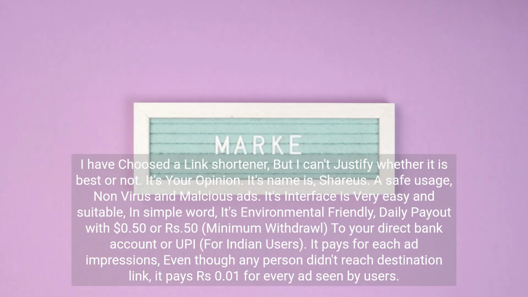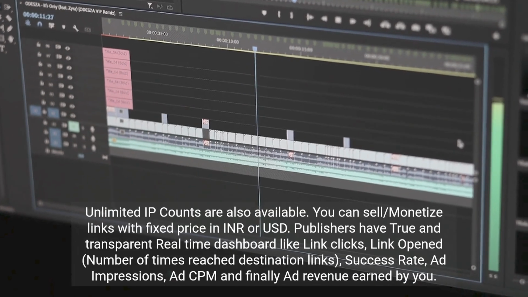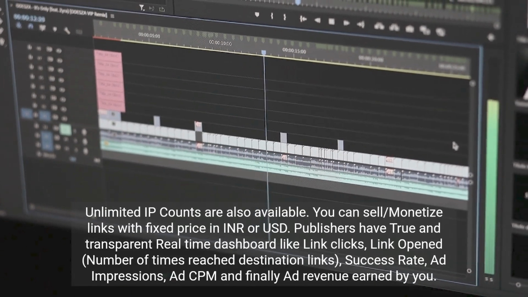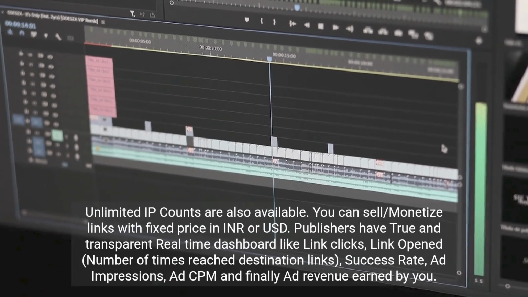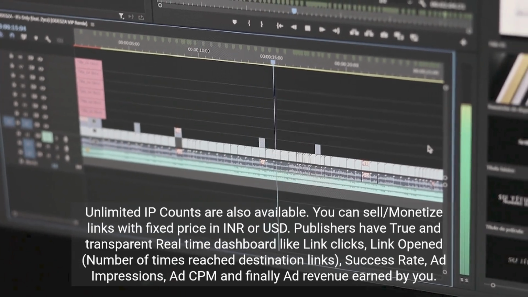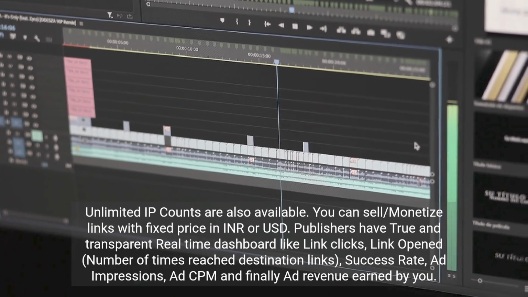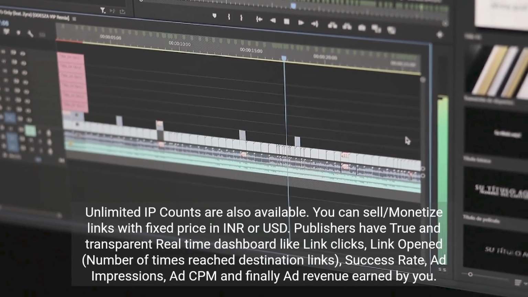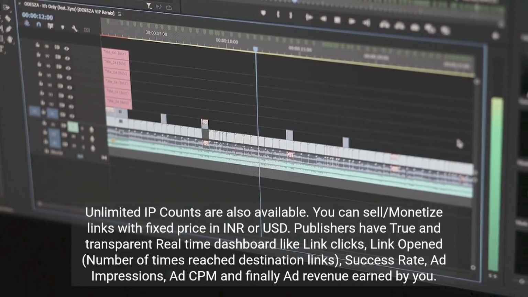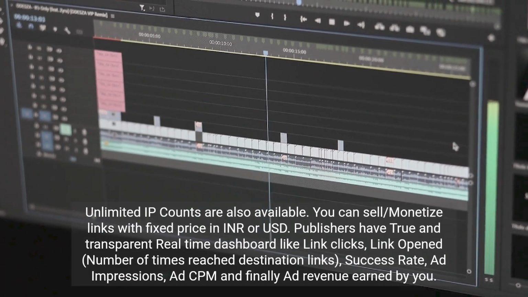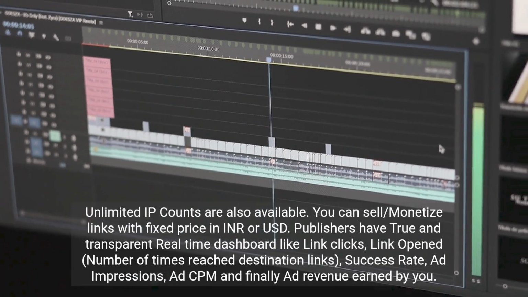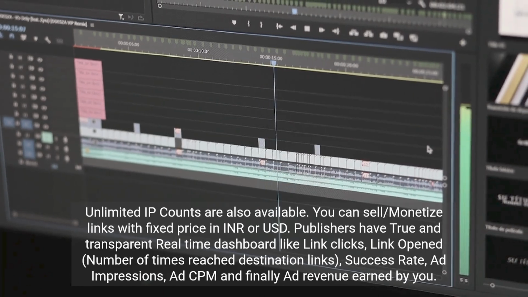It pays for each ad impression. Even though any person didn't reach the destination link, it pays 0.01 for every ad seen by users. Unlimited IP counts are also available. You can sell monetized links with a fixed price in INR or USD. Publishers have a true and transparent real-time dashboard showing link clicks, link opened, number of times reached destination links, success rate, ad impressions, ad CPM, and finally, ad revenue earned by you.